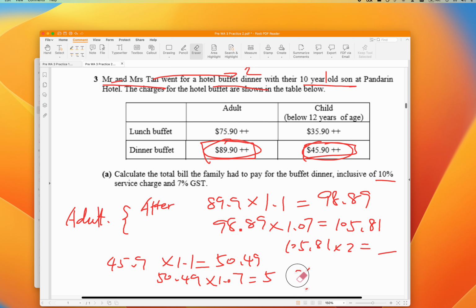Sorry, one more time. 55.0243. So you round down, right? So you just add this and this together. Okay, because two of them, right? Okay, so that's the way to do it.